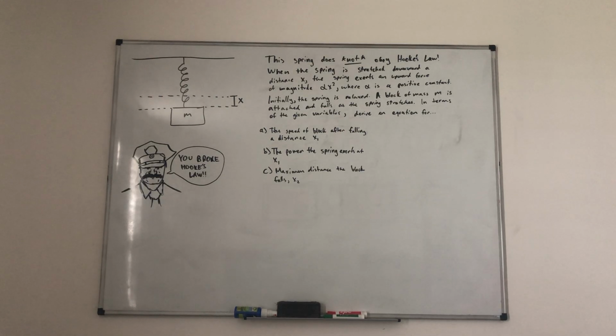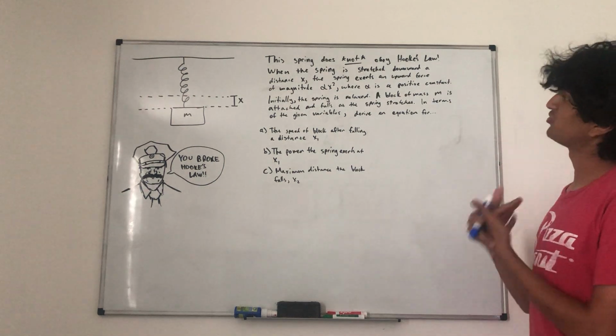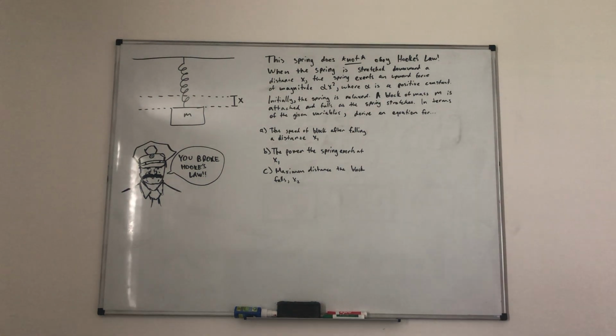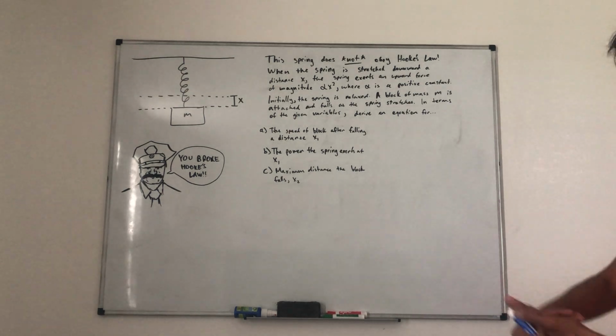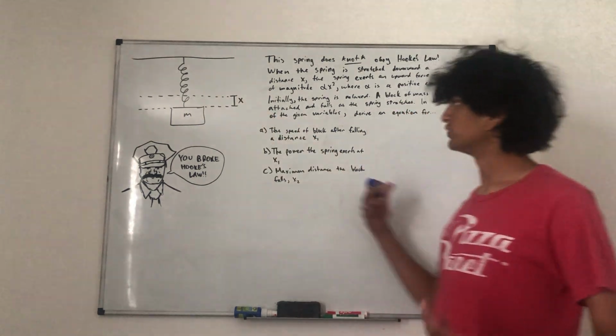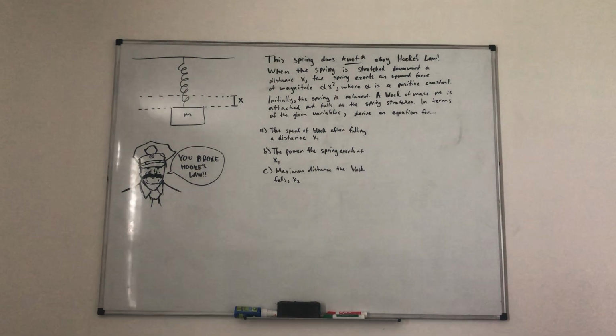So this spring does not obey Hooke's law. When the spring is stretched downward a distance x, the spring exerts an upward force of magnitude alpha x squared, where alpha is a positive constant. Initially, the spring is relaxed. A block of mass m is attached, and it falls, and the spring stretches.